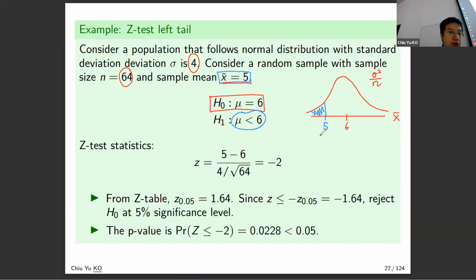And how do we do that? We transform this to the Z space. You remember how we transform: you just minus the mean and divide by the square root of the variance. And 6 becomes 0.